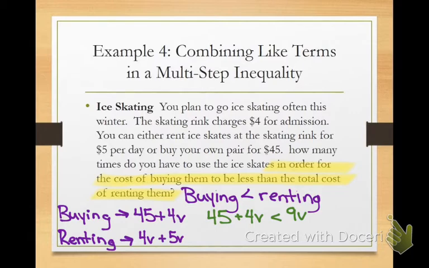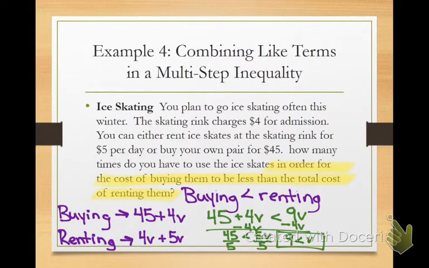Right, so we subtract 4V to the other side and we get 45 equals 5V. Divide both sides by 5 and we get V is greater than 9. What does that mean? V is greater than 9. So going back to the question, how many times do you have to use the ice skates in order for the cost of buying them to be less than the total cost of renting them? You have to go more than 9 times.